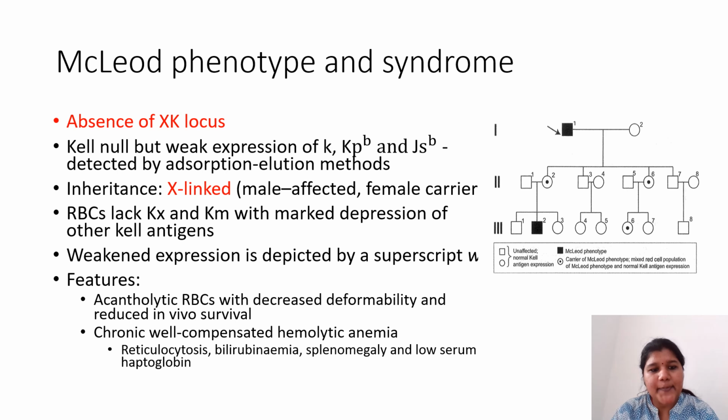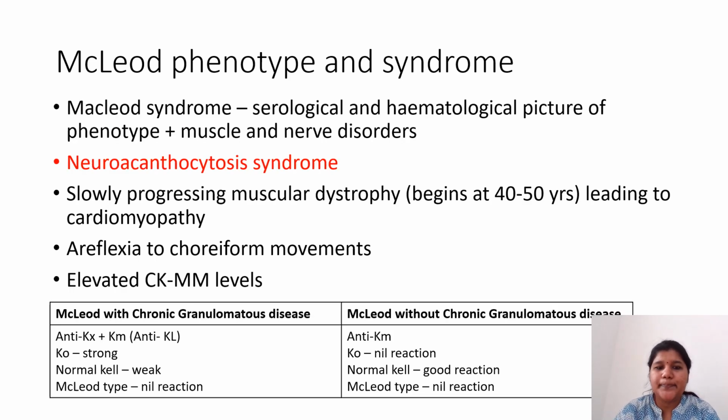Coming to the McLeod phenotype, there is absence of the XK locus. The phenotype is generally K null, but there is weak expression of small k, KPB and JSB. They can be detected by adsorption and elution methods. This is an X-linked phenotype. The RBCs lack KX and KM with marked depression of other Kell antigens. There is weakened expression of all the antigens. The features are acanthocytic RBCs, that is irregular shaped RBCs with protrusions, and there is decreased deformability and reduced in vivo survival. There is a chronic well-compensated hemolytic anemia, that is reticulocytosis, hyperbilirubinemia, splenomegaly, and low serum haptoglobin.